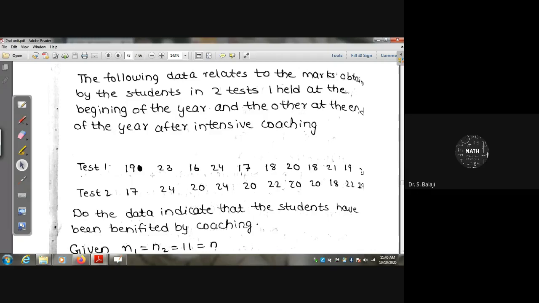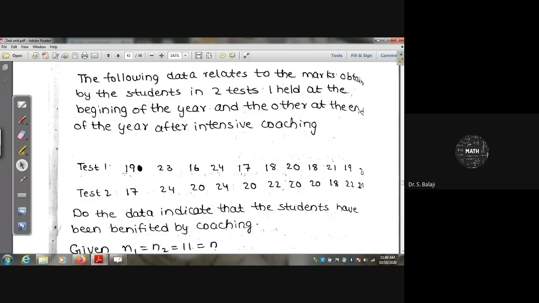The data is taken from the same set of students with the same size, n1 equal to n2, one before coaching and another after coaching. Therefore, we can use the third test statistic, t is equal to d bar by s by square root of n minus 1. That test statistic you can follow here to get the answer.